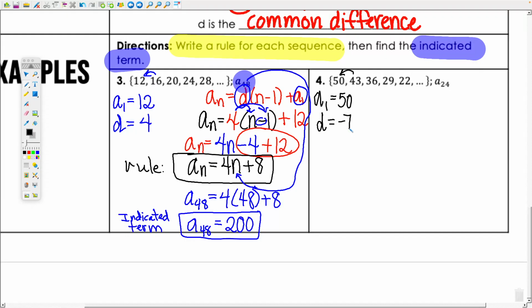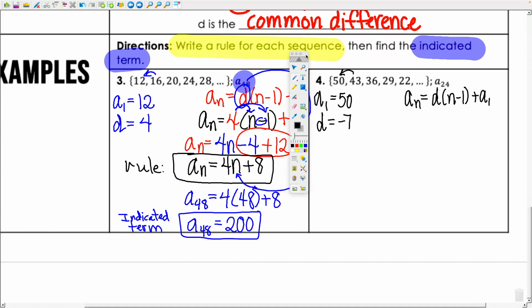So now I'm going to take my rule, which is a sub n equals d times (n minus 1) plus a sub 1, and put my numbers in place. I need to put 50 right here, and I need to put -7 right here. So I have a sub n equals -7 times (n minus 1) plus 50. Not the best handwriting, but you with me?